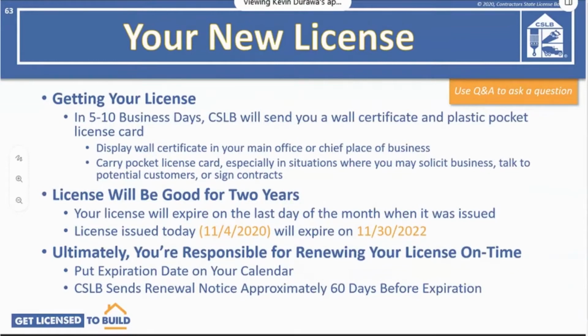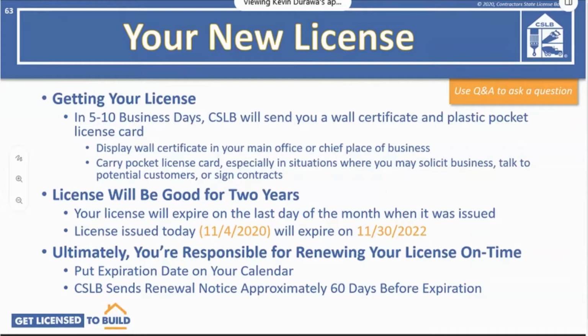In about 5 to 10 business days, CSLB will send you a wall certificate and a plastic pocket license card. Display the wall certificate in your main office or chief place of business. Carry your pocket card with you, especially in situations where you're going to solicit business or talk to a potential customer or sign contracts. We encourage consumers to ask you to see your pocket license.